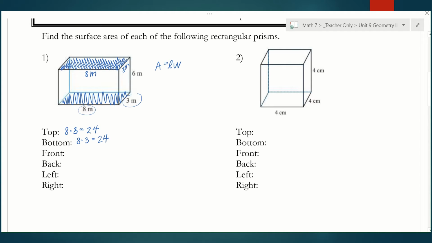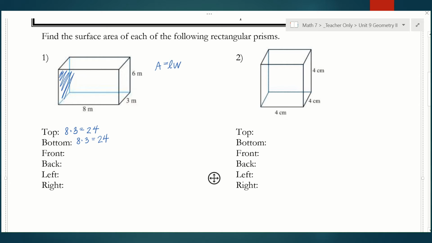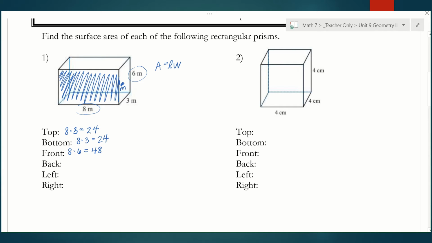Now let's do the front and the back. I'm going to erase all this so we don't have any issues there. So this is considered to be the front of our box. Again, it's a rectangle, so I'm going to do the length times the width. I can see the length of the front is 8. What I don't have is the width, but I do know that this side is 6, which means so is this side. And so there's our length and width. So I'm going to do 8 times 6, which is 48.